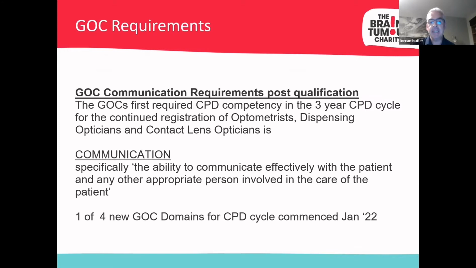And what the GOC tend to say is the ability to communicate effectively with both the patient and any other appropriate person involved in the care of the patient. Now, that may be a partner, it could be a husband, a wife, it could be a child, it could be a grandparent, or it could be a carer, or it just could be a daughter or a son. And we need to be able to establish the communication links with the person themselves, the patient, and also with their carer. And for anybody who's just recently qualified, again, this wasn't a prerequisite before January 2022. So communication wasn't a requirement, but now it is a compulsory requirement.